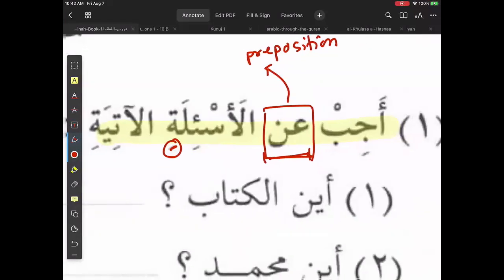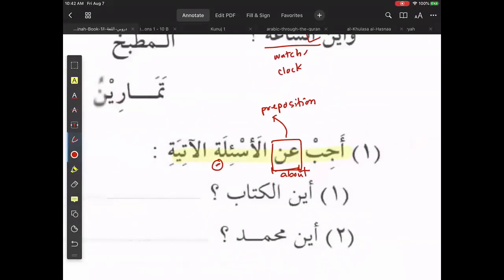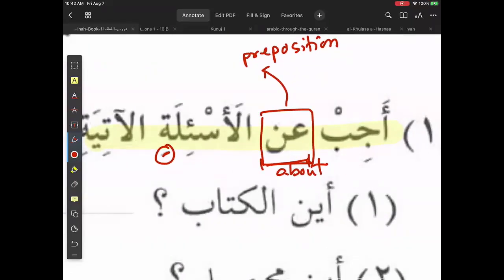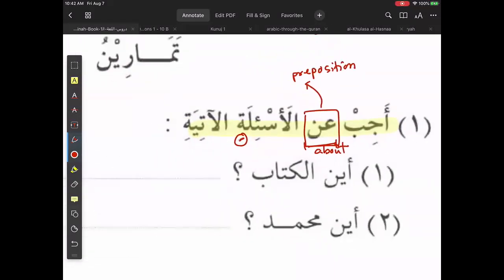"An" is about. Sometimes, by the way, a lot of preposition meanings change based on the context, but the standard definition of "an" is "about". So answer the following questions. That's all it's basically asking.